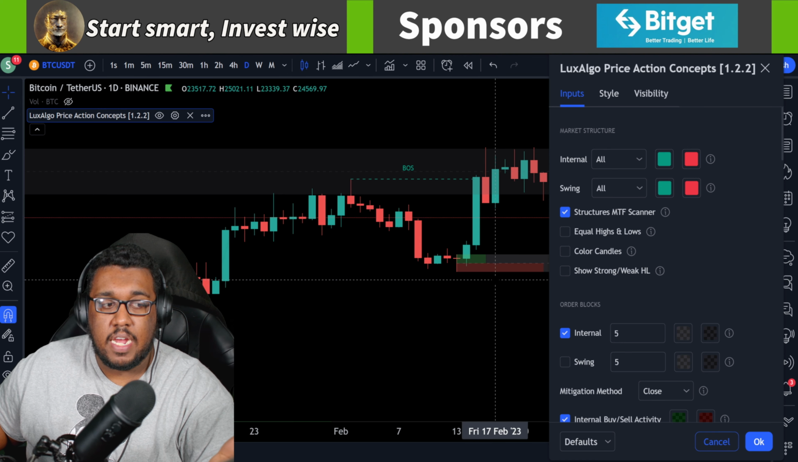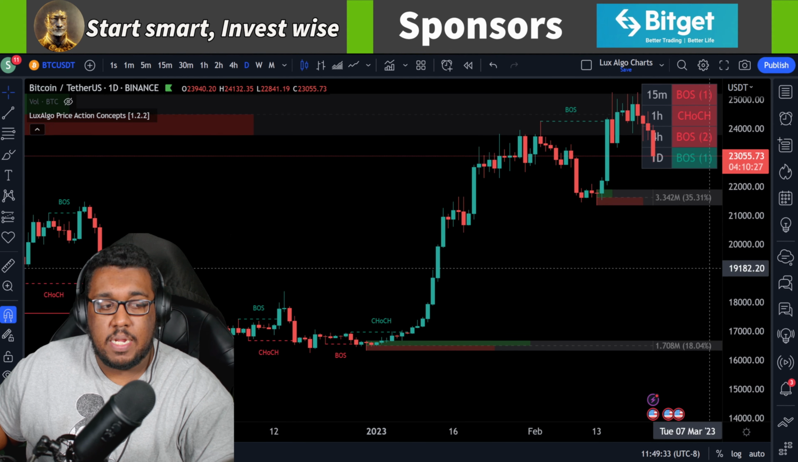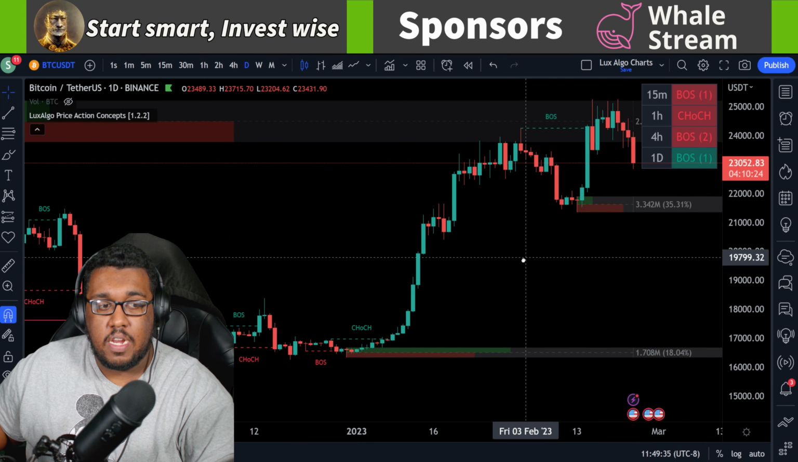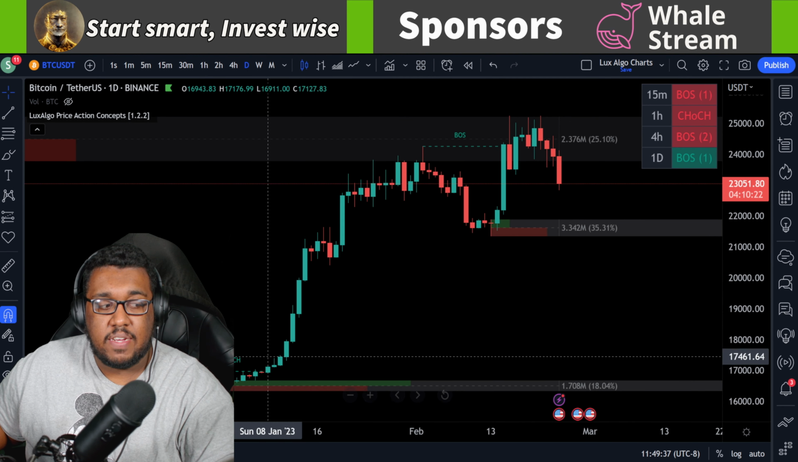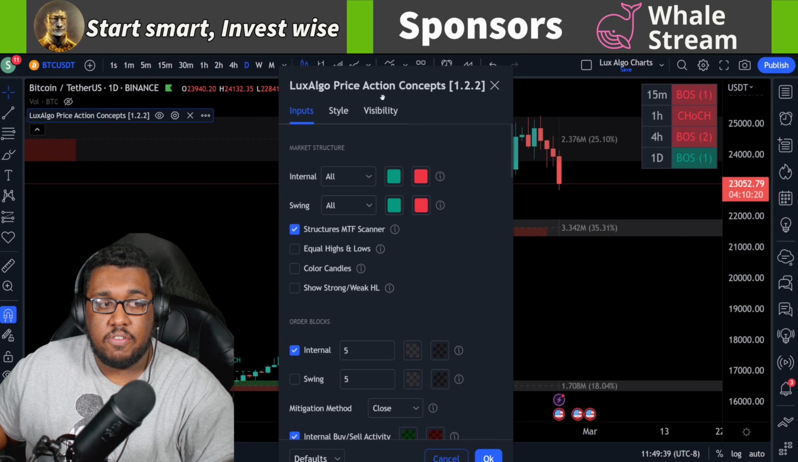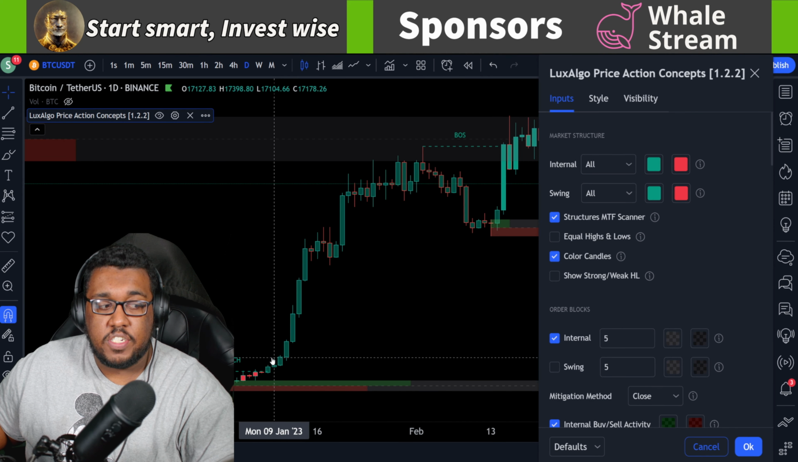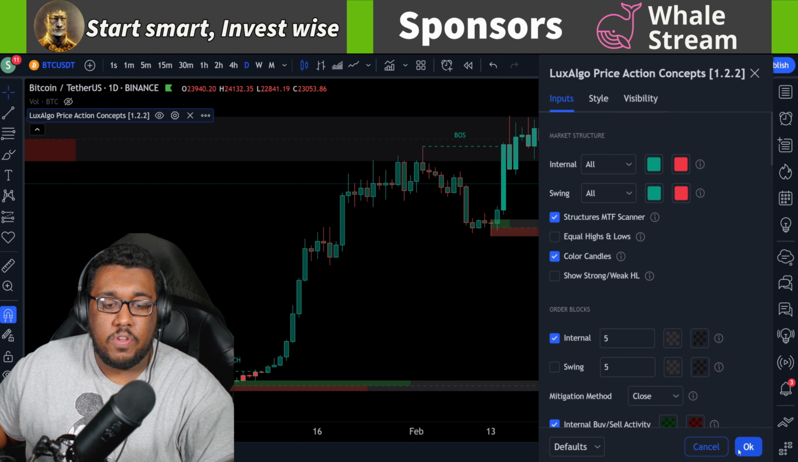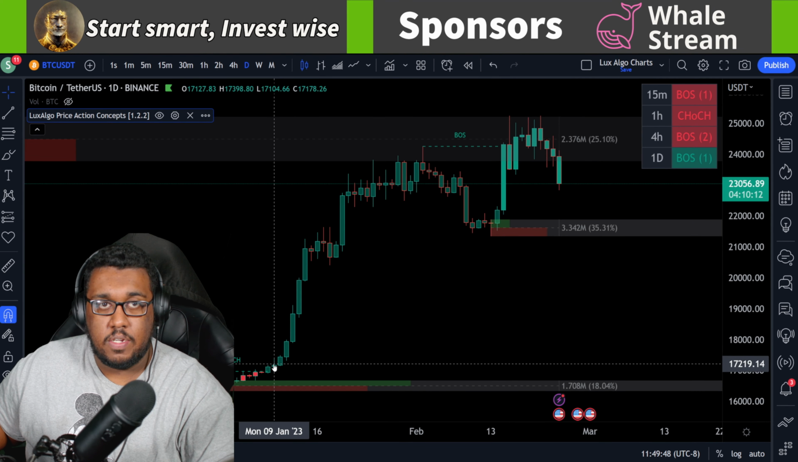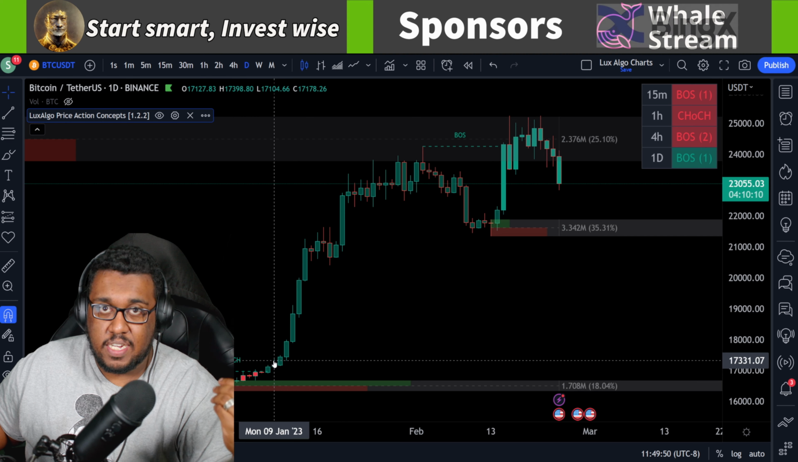Next, we're going to have color candles. If you guys remember, we were just talking about the change of characters being green and red. Well, basically, when you have a change of character, that in this indicator is a buy signal. So when you actually do the color candles, everything after the change of character turns green. And there are a few reasons you might want to use this. The first one is, you know, green is buy. Maybe that makes your brain tick a little bit better.